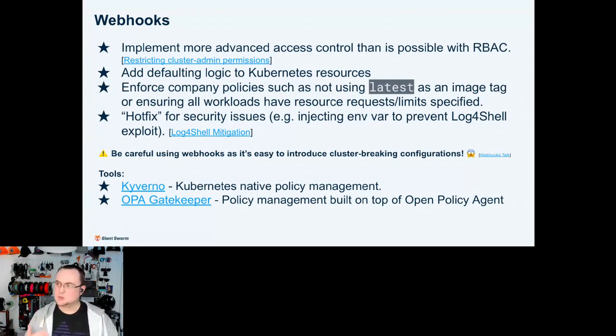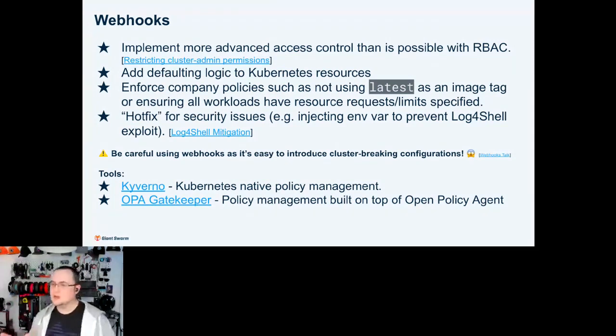RBAC is all additive. Webhooks will allow us to take away some permissions. There's a good example where we had an issue at Giant Swarm where we needed to take away a very particular permission, because we found a bug in one of our CLI tools, and it would take too long to get the CLI update out to all of our customers. So we needed to block it in the meantime, and we were using a validating webhook. They also allow you to do things like defaulting logic, and enforce policies like you can't use the latest tag on your container images and things like that. And one of the favorite examples is that they let you hotfix some security issues.